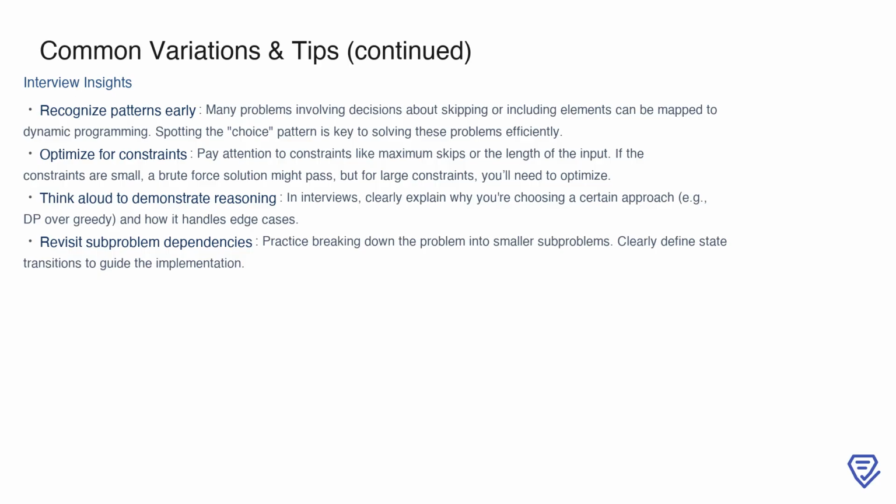During an interview, it's important to think aloud and clearly explain your reasoning. For example, articulate why you chose dynamic programming over a greedy approach and how your solution addresses edge cases. This demonstrates a structured thought process. Additionally, practice breaking problems into smaller subproblems. Clearly defining state transitions, how you move from one state to another, helps ensure your implementation is both correct and efficient. These tips not only improve your problem-solving skills but also make a positive impression in interviews.